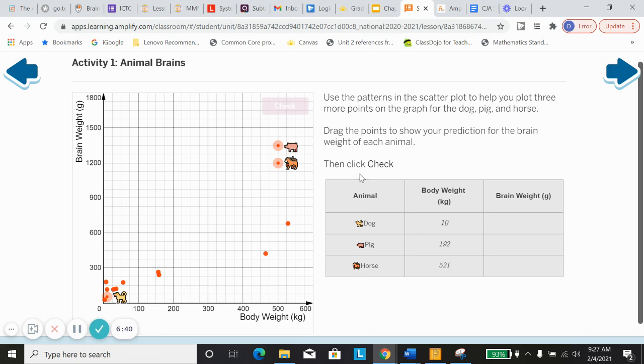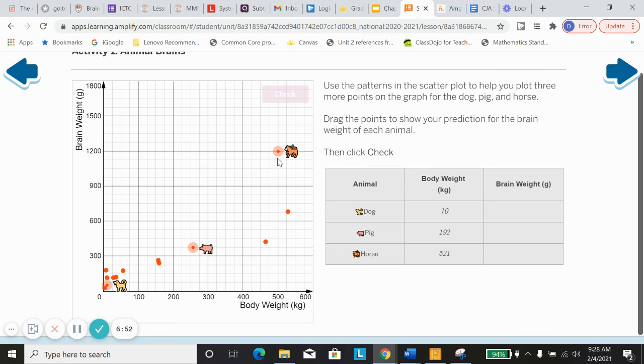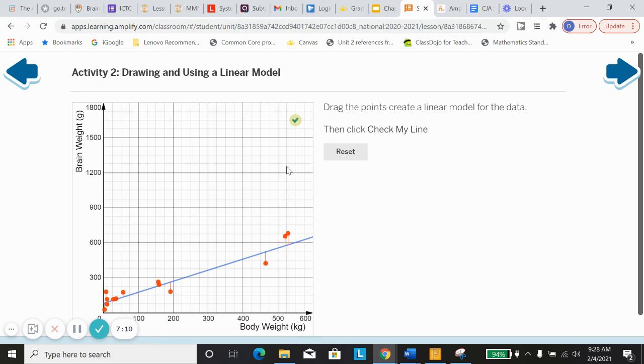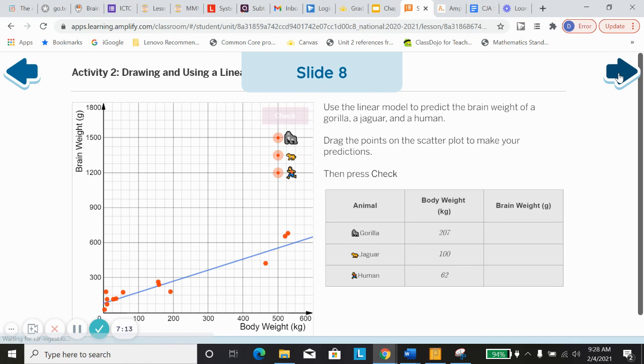Then you do the same with a pig. Pig is 192 kilograms, which is up here. So you figure out, well, I don't know, he's maybe probably around these guys, right? And then you just figure out what you think. And then once you do it, I'll just put that in a wrong random place. You check it, and then it'll actually tell you where they should go. Once you get to that, you'll be practicing checking lines to fit, and it'll tell you if you got it or you didn't get it, if you need to retry.